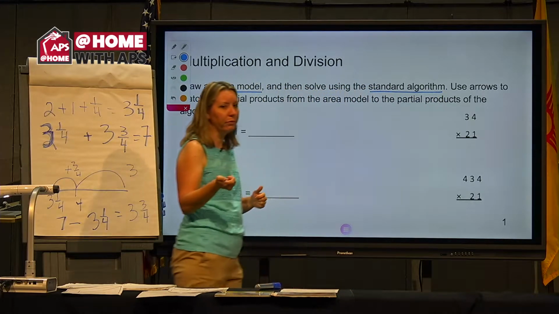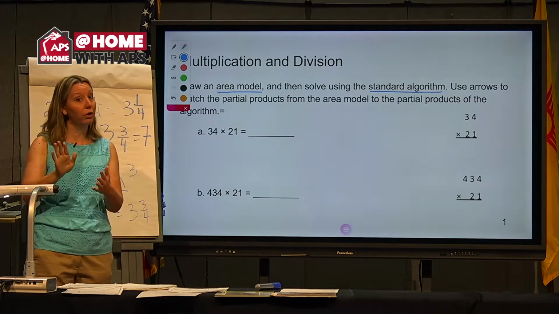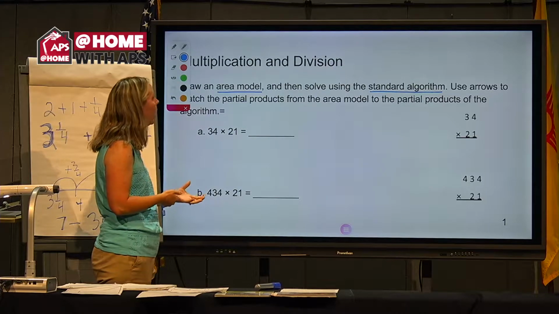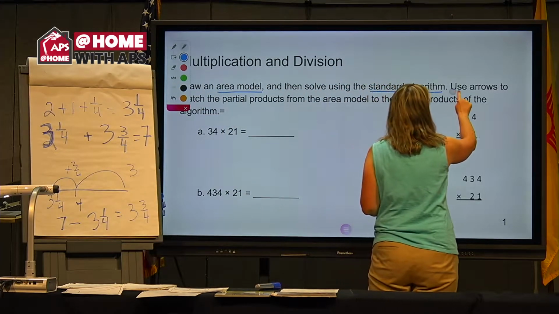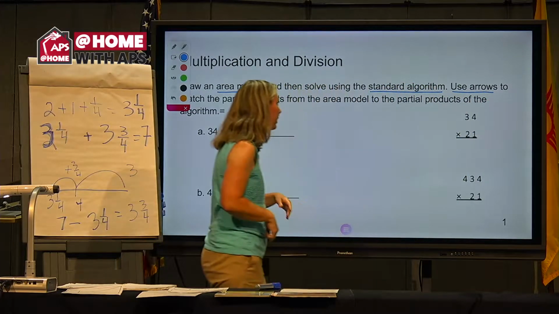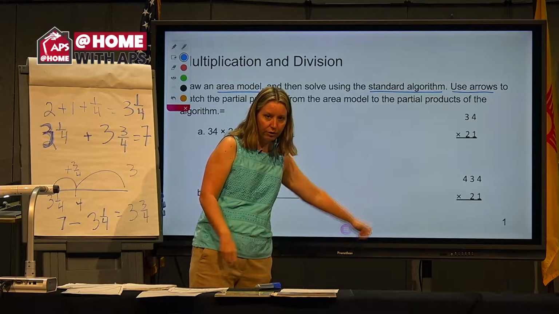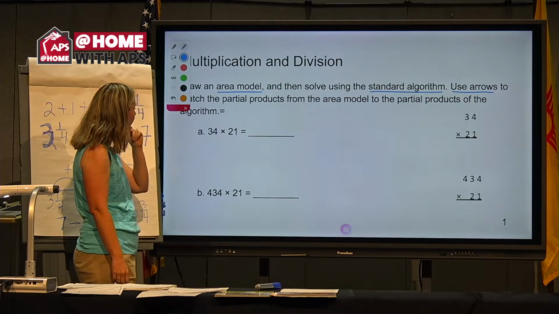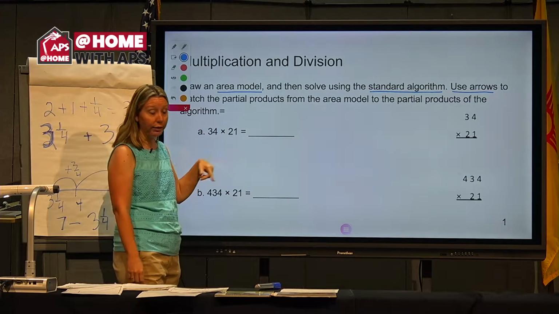And for some of you that are kind of going, I don't quite remember what those are, don't worry, we're going to go over them. And then I am to use arrows to match the different pieces. So I'm going to just underline use arrows because I know I'm going to match the area model to the standard algorithm. So my numbers I have to work with is 34 multiplied by 21.